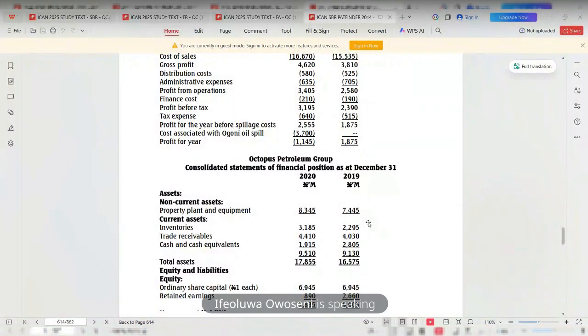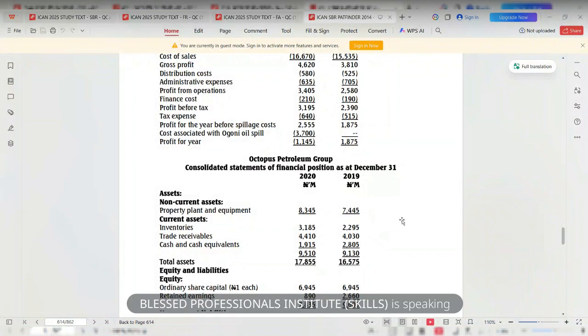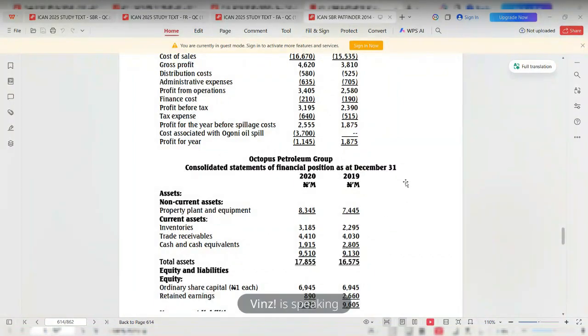For 2020, 21.7%. Okay. 2019. Wait, let me calculate.